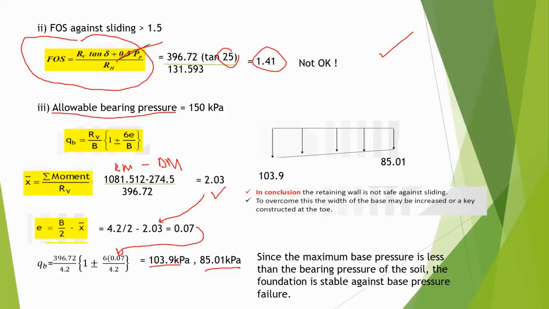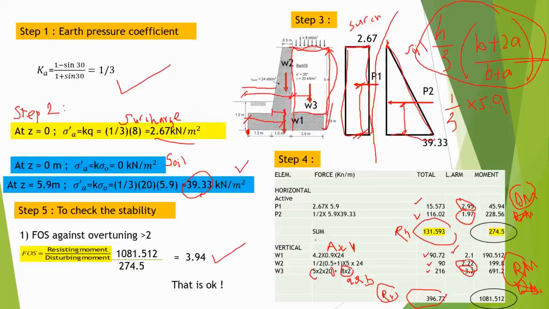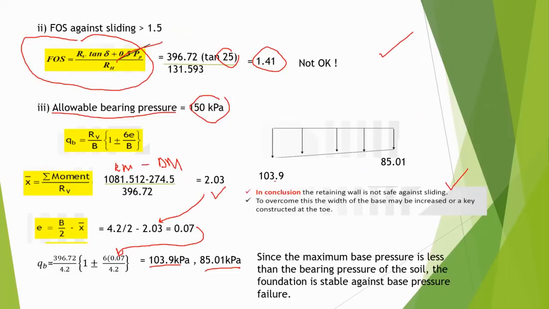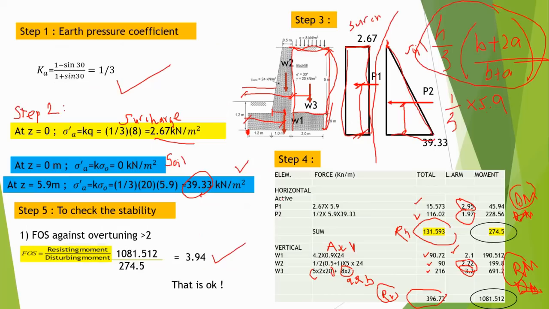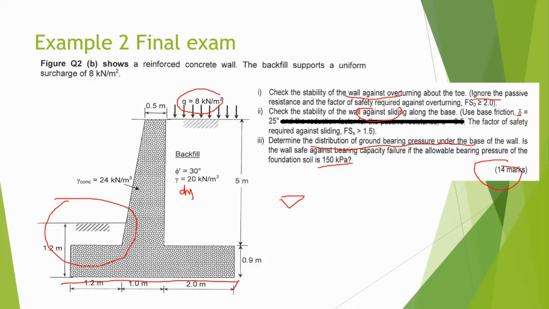So, that's why in conclusion, retaining wall is not safe against sliding. Sebab dia not okay, not more than 1.5. To overcome, the base may be increased or the key construct at the base. So, since the maximum base pressure is less than the allowable stress, soalan nak tak melebihi 150. That's why yang ni kurang. Bila kurang bermaksud the foundation is stable against base pressure failure. Okay, that is this kind of question. Okay, this tricky part because of the trapezoidal.